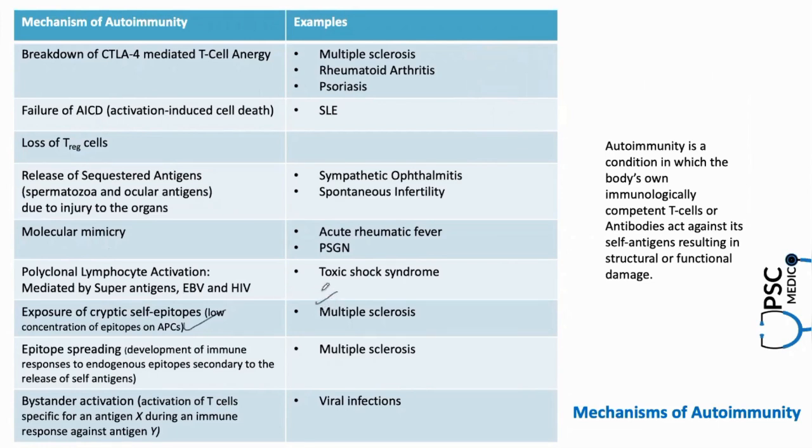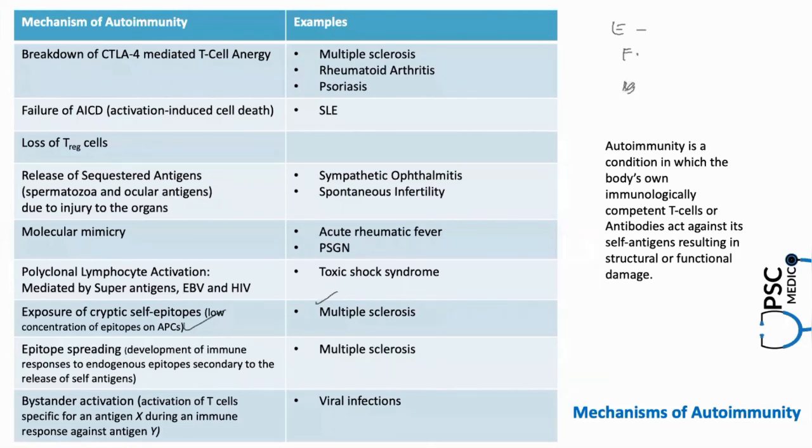Similarly, epitope spreading. The normal epitopes which are actually preventing, now there is a development of immune response to the same epitopes which are actually protective, as there is a release of self antigens in the body. So this is epitope spreading. So you need to remember the exposure of cryptic self epitopes, epitope spreading, and also bystander activation.